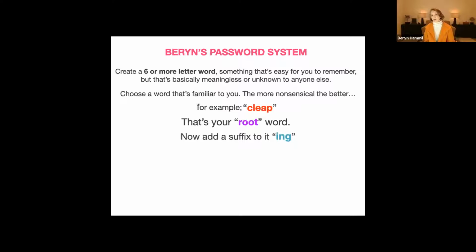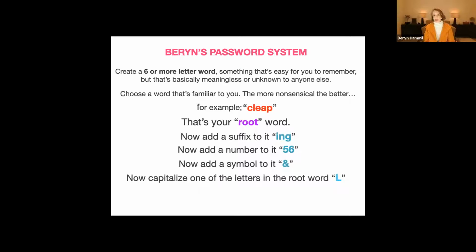Now add a suffix to it, ing in this case. Now add a number to it. In this example, I'm using 56. Now add a symbol to it. Here you see an ampersand. Now capitalize one of the letters in the root word. I've chosen the letter L. And now the password looks like this.